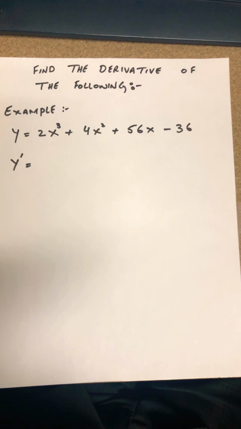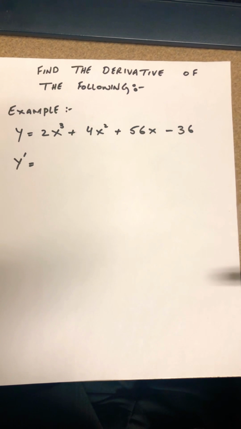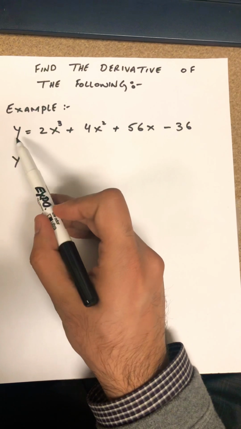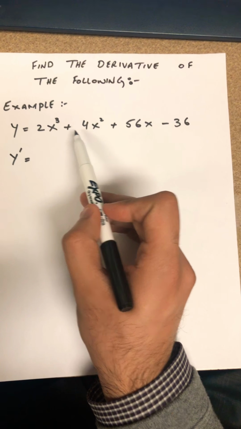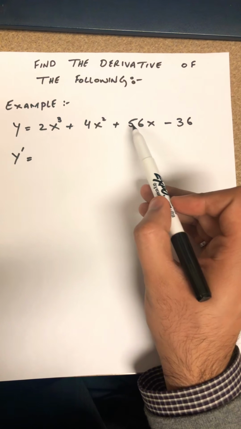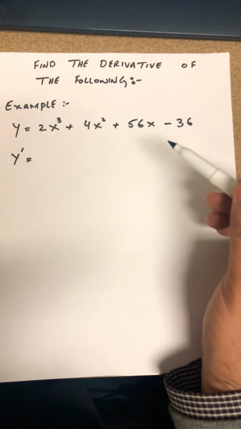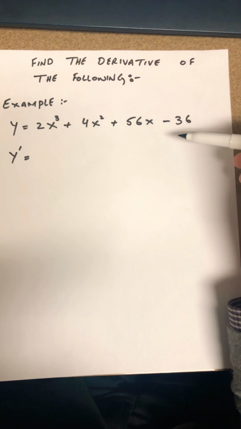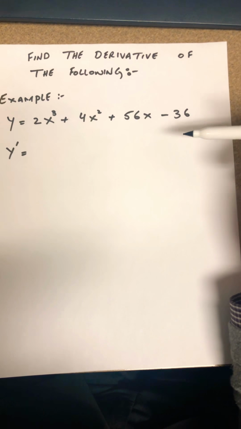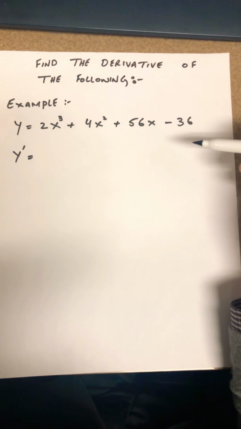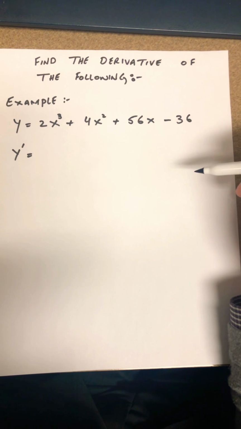Today we have another example of finding a derivative. Our example is y equals 2x cubed plus 4x squared plus 56x minus 36. First we'll find the first derivative, and then after that we'll attempt to see how many times we can take a derivative of this function.